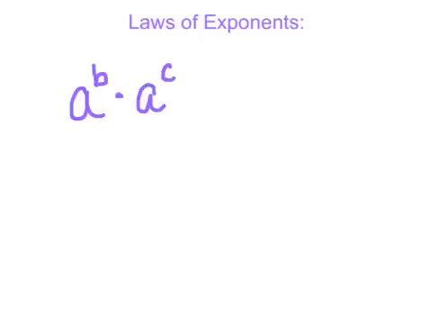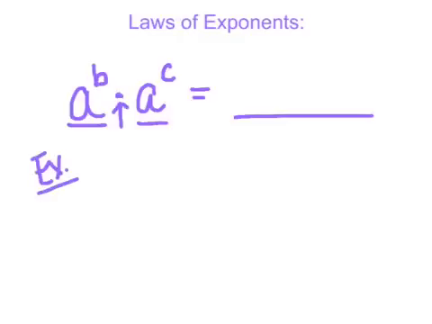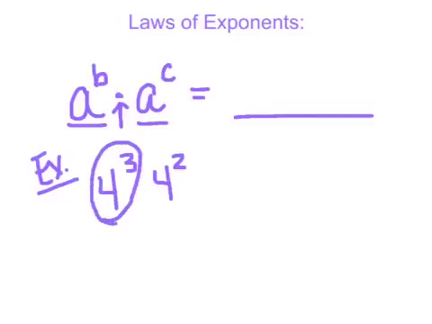a to the c? And we have a shortcut for when we multiply with the same base. And let's plug in numbers to see what that shortcut is. So let's say for a I plug in 4, for b I plug in 3, and for c I plug in 2. So Miss Solomon's here, she's going to act as our student. And Miss Solomon, is there another way for us to rewrite 4 cubed? Yes, 4 times 4 times 4.